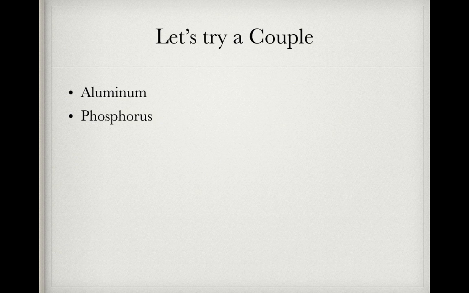Let's try a couple of electron configurations, and the first one we've got is aluminum. When we look on the periodic table, aluminum has 13 electrons, so we're going to write that as 1s2, 2s2, that's 4 electrons, 2p6, that's 10 electrons, 3s2, that's 12 electrons, and 3p1. So that would be our electron configuration for aluminum.